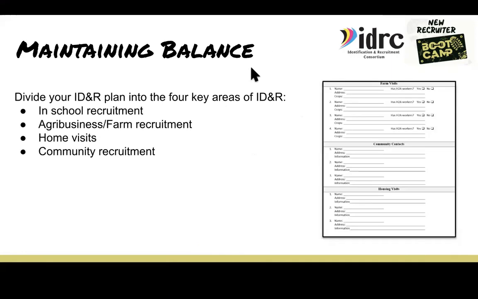You can divide your IDNR plan into the 4 key areas of IDNR. So you create your IDNR plan, you have a section titled In-School Recruitment, and in that section, you're going to list everything you want to do for that day related to recruiting in schools. So that could be following up on occupational surveys, talking to that Title I director, which is so important, talking to the superintendents. All of that can go under the in-school recruitment section of your IDNR plan. You can have another section of the plan for agribusinesses and farms to list all the farms that you want to visit, all the home visits. So maybe there's certain neighborhoods that you want to go to. Maybe there's certain families that you need to speak to. So those can go in the home visits.